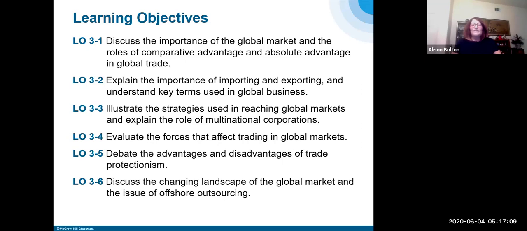4, evaluate the forces that affect trading in global markets. 5, debate the advantages and disadvantages of trade protectionism. And 6, discuss the changing landscape of the global market and the issue of offshore outsourcing.